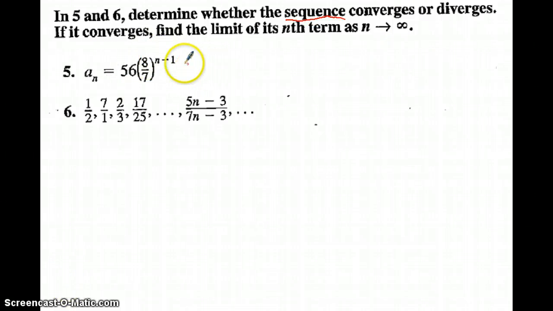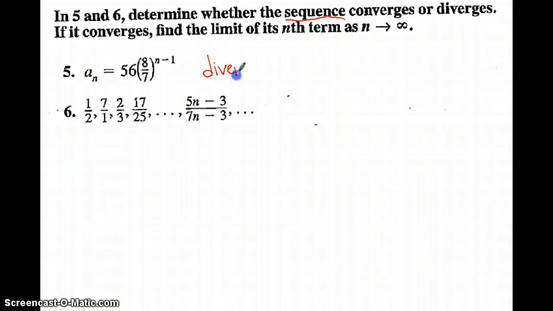Here in 5, if I have something like 56 times 8/7, which is bigger than 1, by the way, to the zillion minus 1th power, well, 8/7 to some enormous power is really going to be a huge number, right? Anything over 1 to a large power is going to grow infinitely huge, and we have it times 56, so this one is definitely going to be divergent.